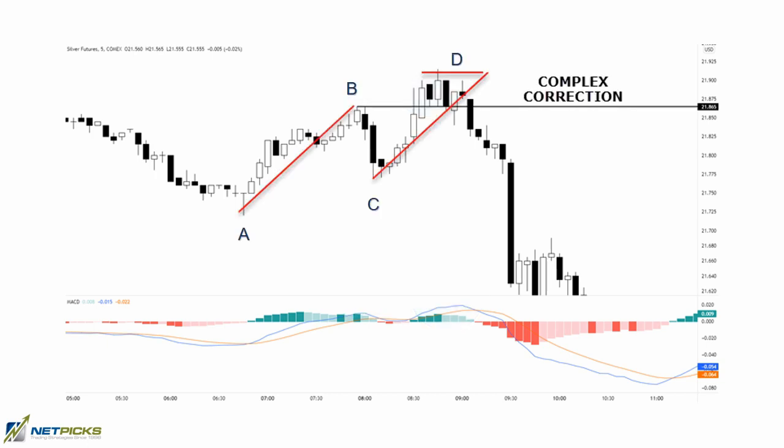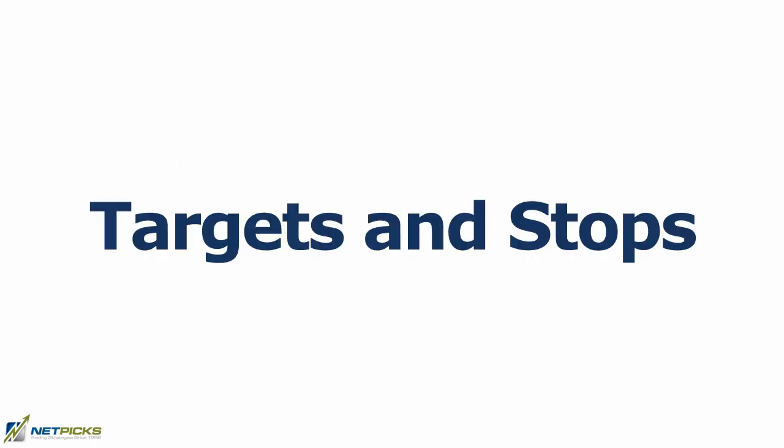And this is not the point of this video, but this is actually a complex correction in a downtrend. And it's a clear trading opportunity. It's an A to B equals C to D move. Now we have to have targets and stops. And there's a whole lot of different ways to set your targets and your stops. Okay, and there's plenty of examples of how to do that on our channel here.